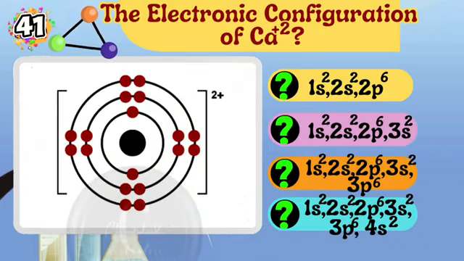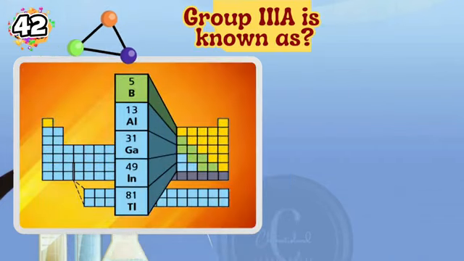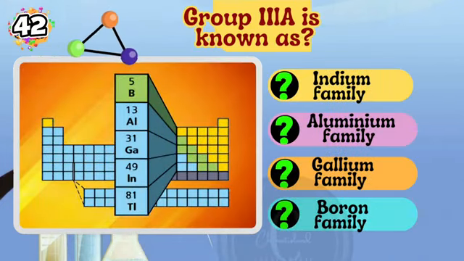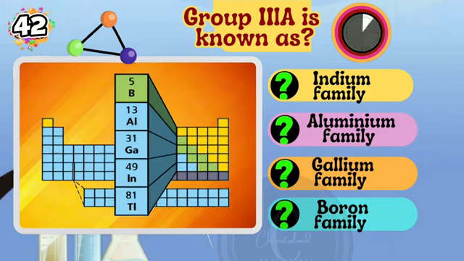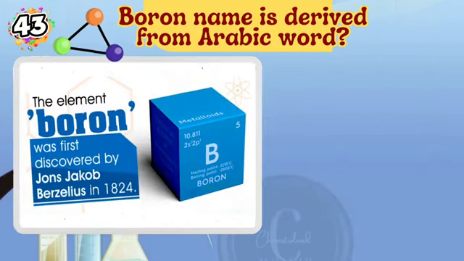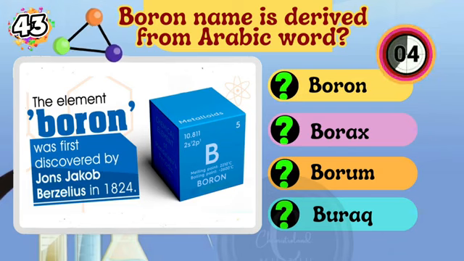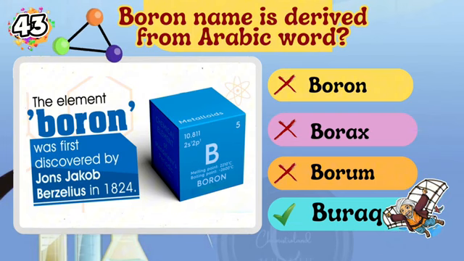The electronic configuration of calcium ion is... 1s2, 2s2, 2p6, 3s2, 3p6. Group 3A is known as... it is known as boron family. Boron name is derived from the Arabic word... It is derived from burak.